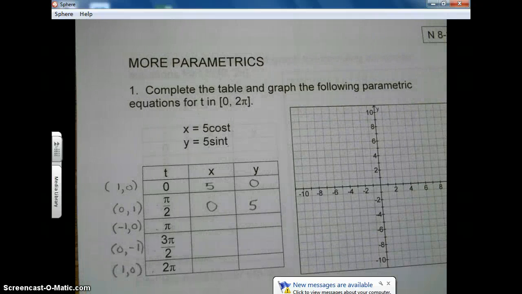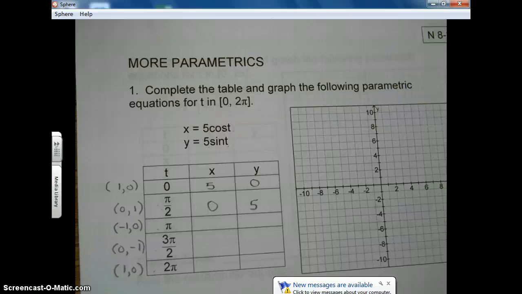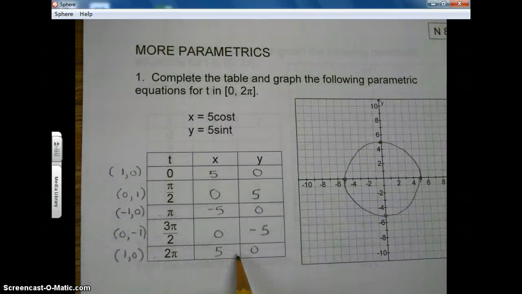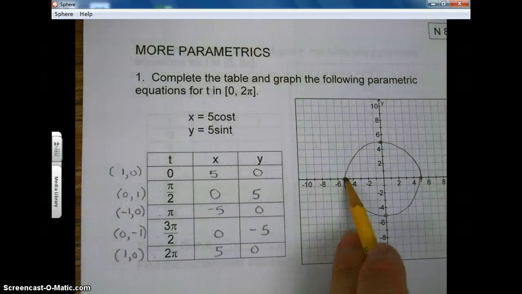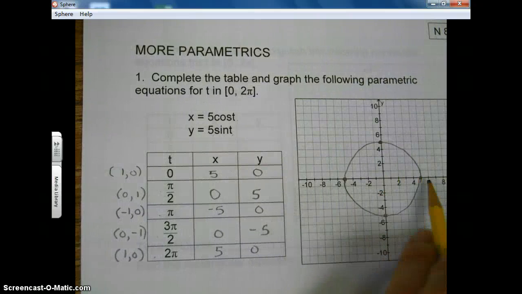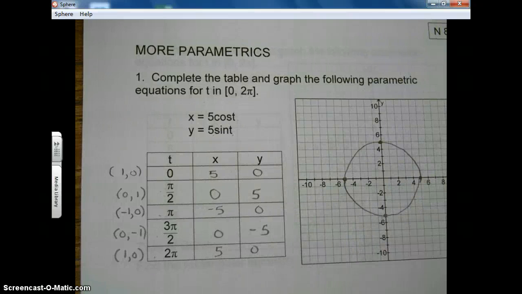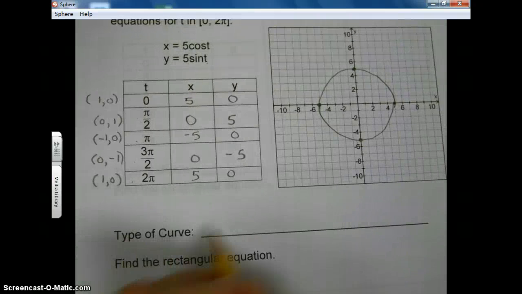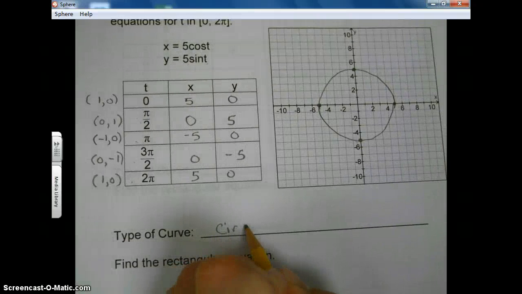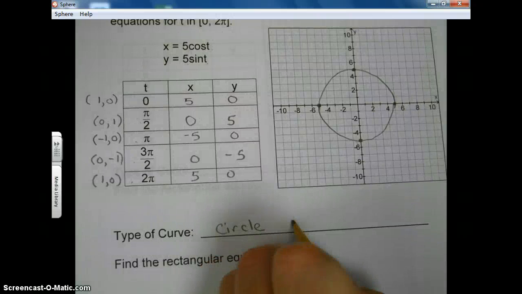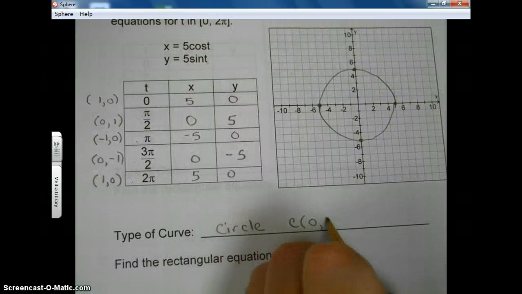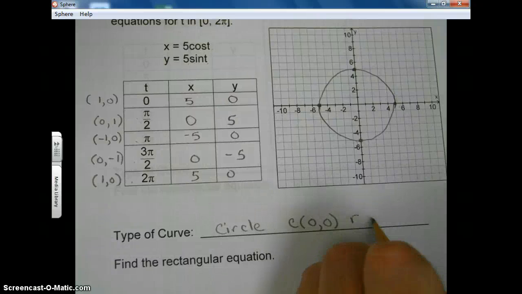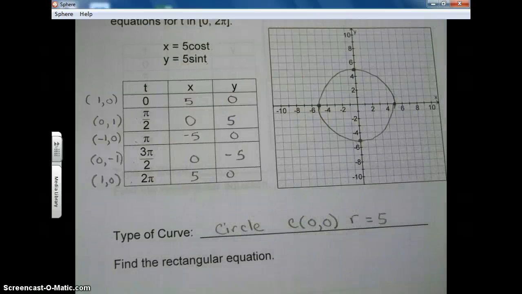So let's fill in the table and then let's graph these points. Okay, so the table's filled in. Hopefully you paused the video and did this. Plot the points from 0 all the way back to 2 pi. Then we drew our circle. So the type of curve is a circle, and the center of our circle is 0, 0. The radius of our circle is 5.